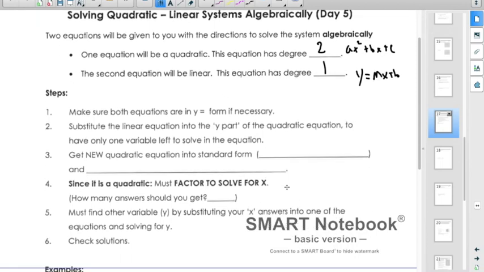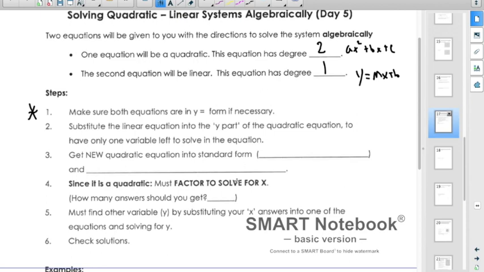Now, here are the steps in order to do this. Step 1, make sure both equations are in y equals form if necessary. You always got to make sure that you have both in y equals. Huge. Step 2, substitute the linear equation into the y part of the quadratic equation. That makes sense because then we're going to have only one variable left. And you'll see what that means when we get to it.